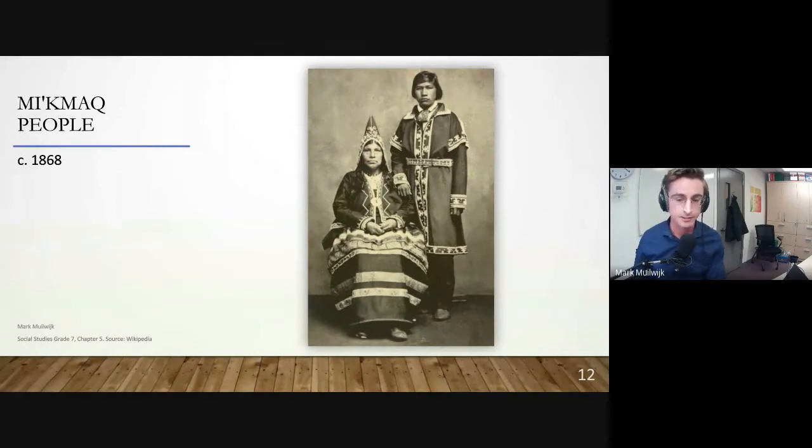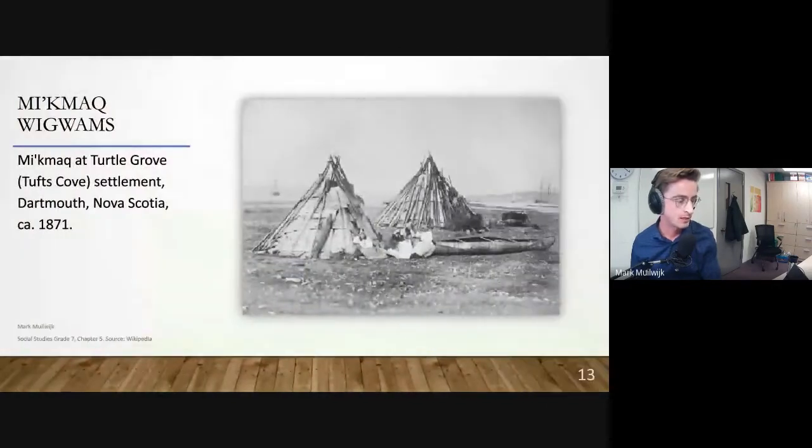This photo was taken in approximately 1868, so we're already seeing 250 years of European contact before this photo was taken. But presumably this is somewhat traditional clothing. Here we see the wigwams they built. So unlike the Anishinaabe and the Haudenosaunee who built longhouses, these were wigwams.